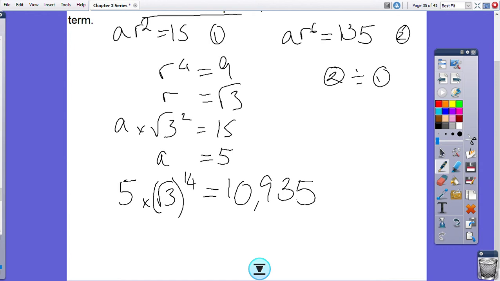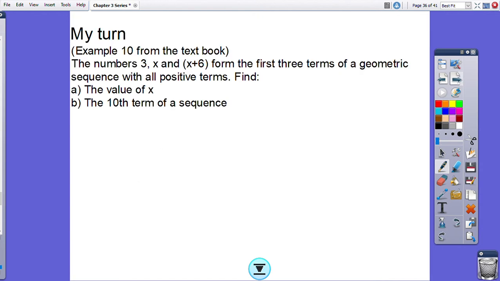Moving on now to another example. I think we're ramping it up in terms of the difficulty. So with this one, we've got the first 3 terms of a geometric sequence. We know that they're all positive. What we want to do is find out the value of x. Now, for part A, we know that we start off with our first number, 3, and we times 3 by some common ratio, r, and that gives us x.